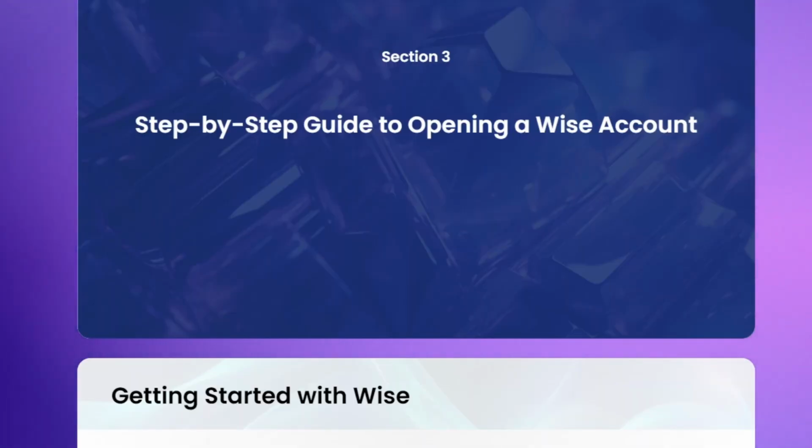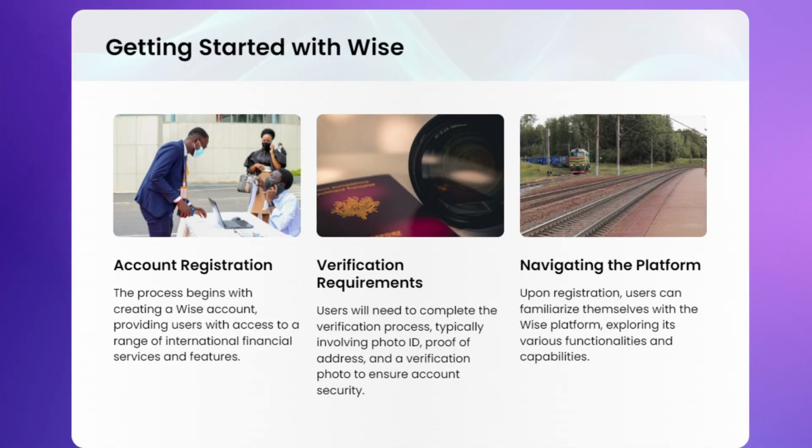Section 3: a step-by-step guide on how to open a Wise account. When you want to open a Wise account, you can do that by clicking on the link in the description down below. The process begins with creating a Wise account, providing users with access to a range of international financial services and features. Next, users will need to complete the verification process, typically involving photo ID, proof of address, and the verification photo to ensure account security.